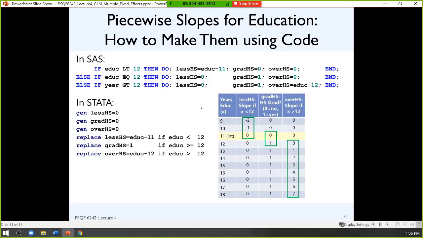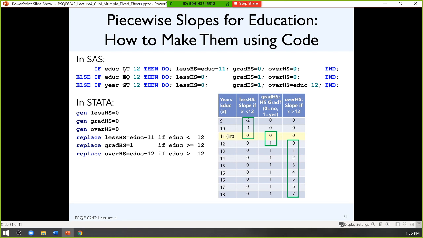Now, how do I do that? The code for each of the programs is right here. It looks kind of similar to what you had to do to code groups in homework 4. If the original variable is this, then make new predictors with these values. So we'll do SAS first.